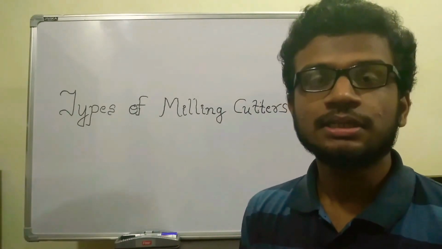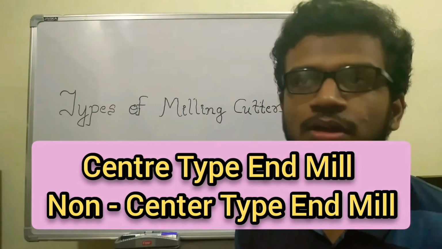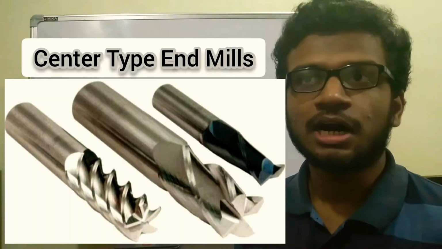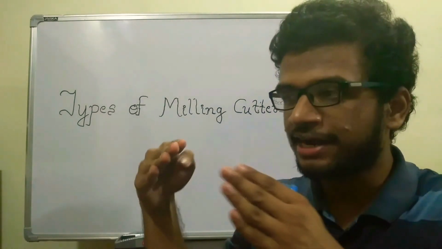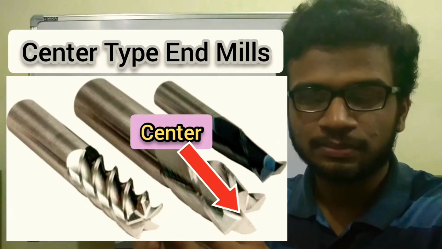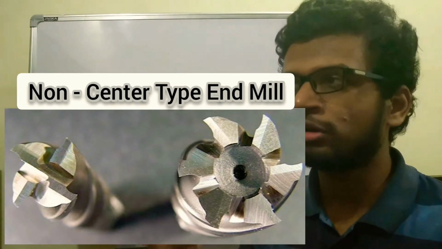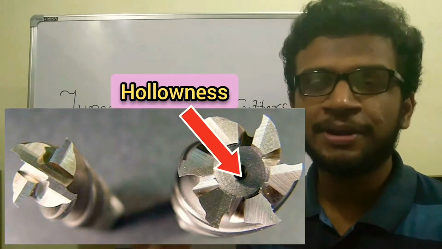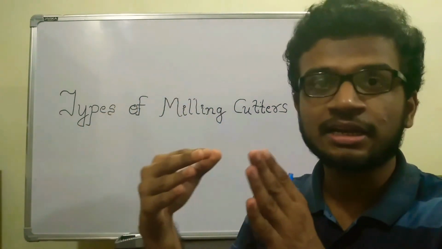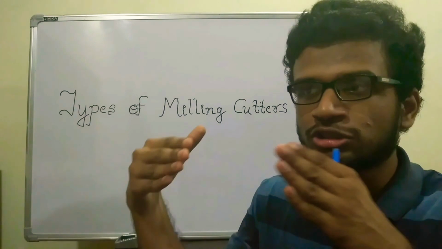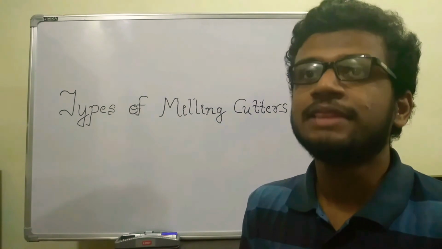Then there are center type and non-center type end mills. So how can we differentiate between these two? Center type end mills, here we can see a diagram, again a diagram. The flutes go and meet at a point, which is the center. And in case of non-center type end mill, we can see hollowness at the center. So when there is some emptiness or hollowness at the center, it comes under non-center type of end mill. And when there isn't any emptiness or hollowness, when the flutes come and meet at the center, then it is center type end mill.